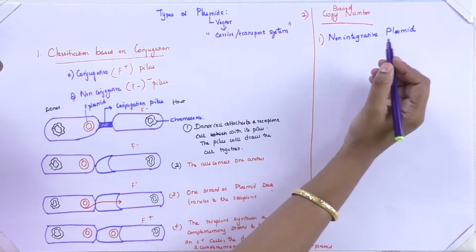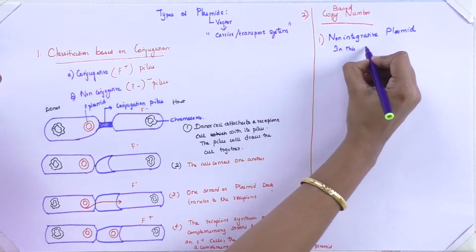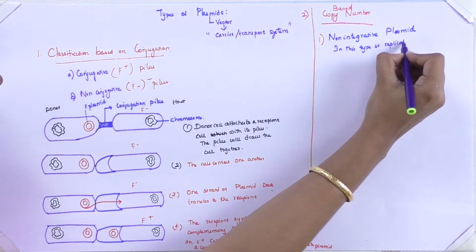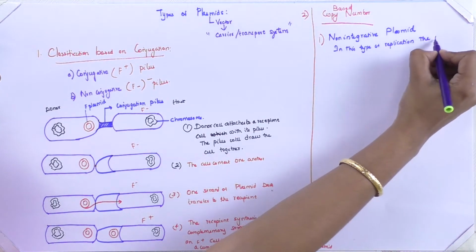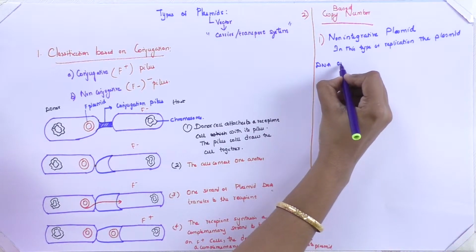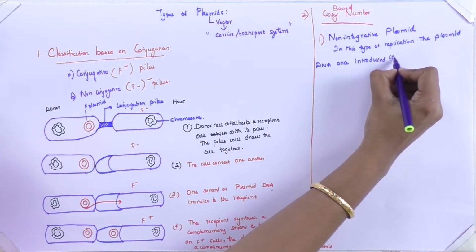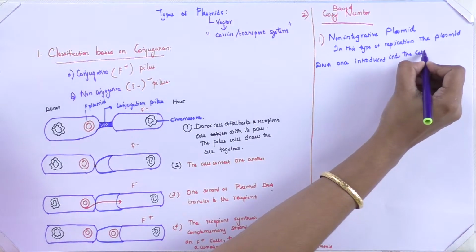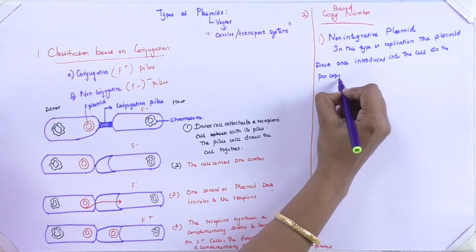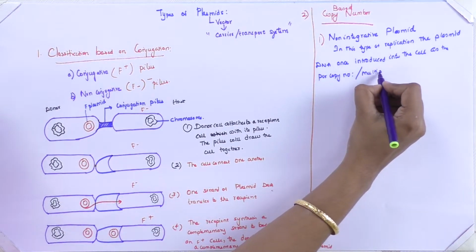So non-integrative plasmids are those in which, in this type of replication, the plasmid DNA once introduced into the cell, as per the copy number, undergoes multiplication. So it already decides how many copies there will be, and accordingly it will undergo multiplication.